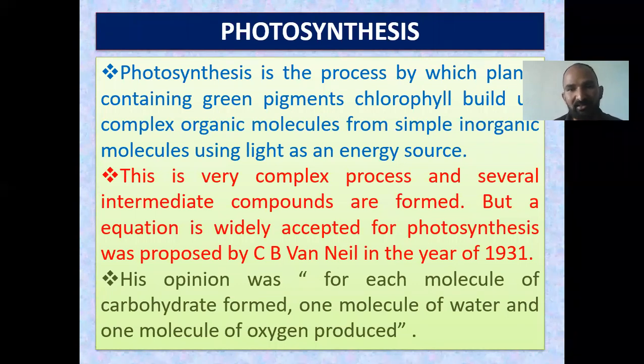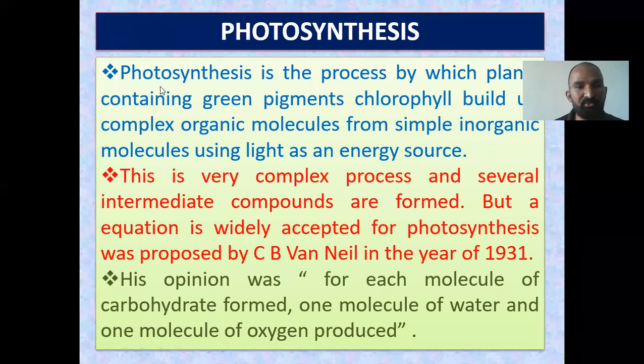In the presence of light, the chlorophylls build complex organic molecules like sugars and carbohydrates from simple inorganic molecules. The simple inorganic molecules are light, carbon dioxide and water. These carbon dioxide and water, in the presence of light and chlorophyll, construct or synthesize a new complex organic molecule, that is glucose or any carbohydrate.